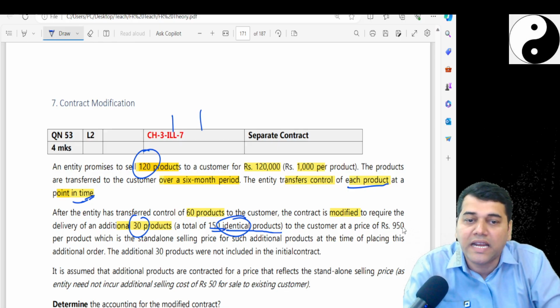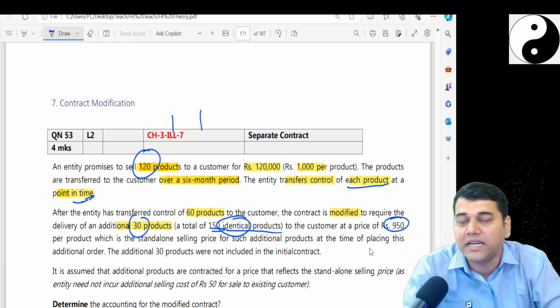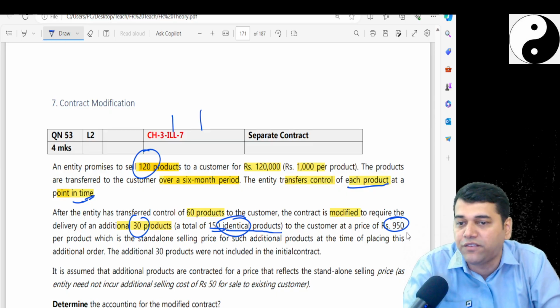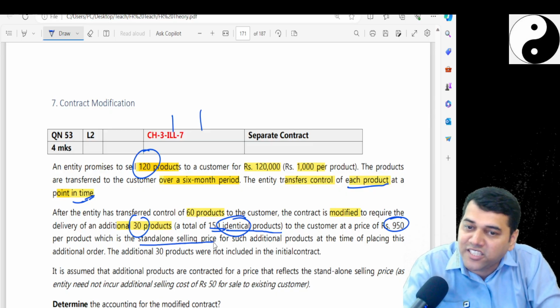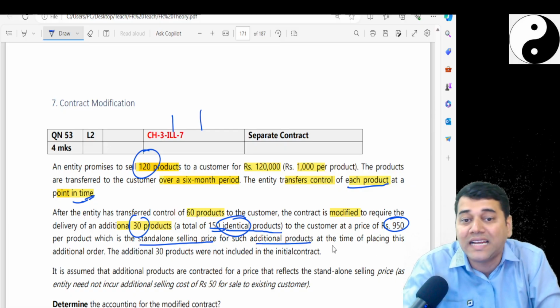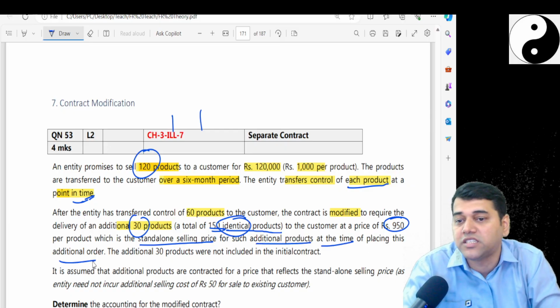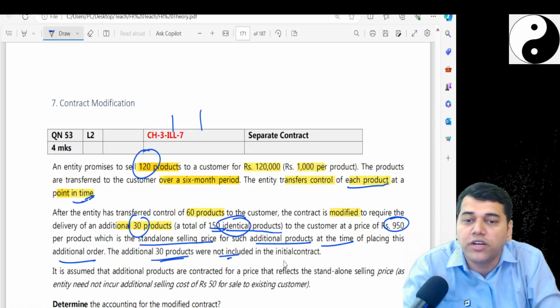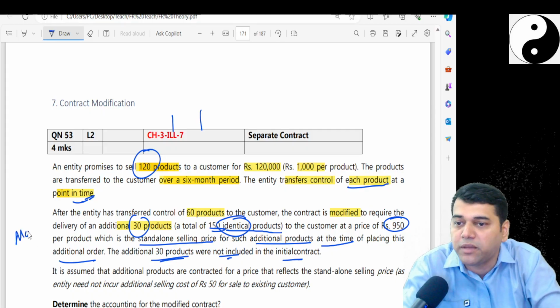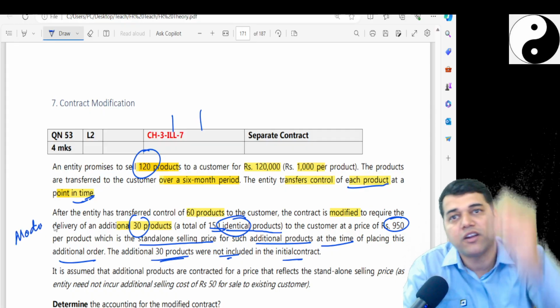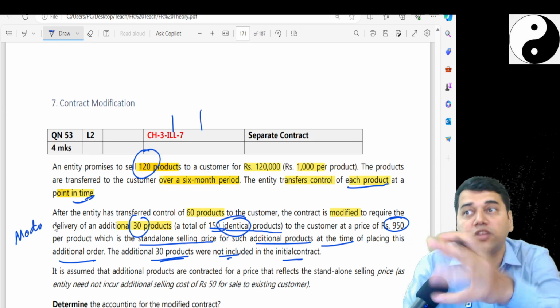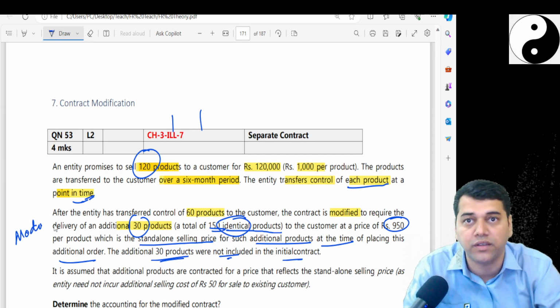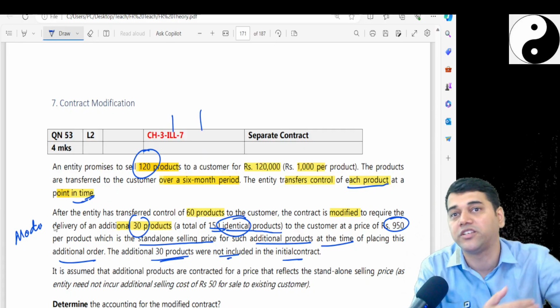Now, the customer at a price of 950. The additional 30 was given to you at 950, which is the SSP for additional products at that time, placing this additional order. The additional 30 products are not included in the initial contract. That is why it becomes a modification. If it was already part of the original contract and you didn't know whether it is 120 or 150, then it would have been a variable consideration concept.